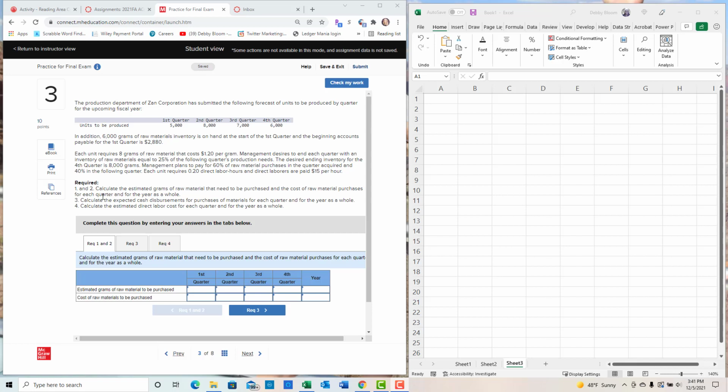So for requirements 1 and 2, we're supposed to calculate the estimated grams of raw materials that need to be purchased and the cost of raw materials purchased for each quarter and the whole. So let's get going. If you remember our raw materials requirements budget, we're going to do this for the first quarter, second quarter, third quarter, and fourth quarter.